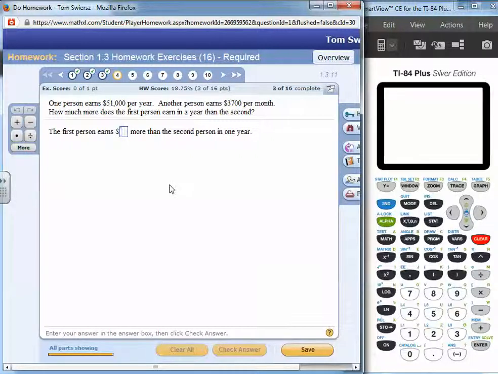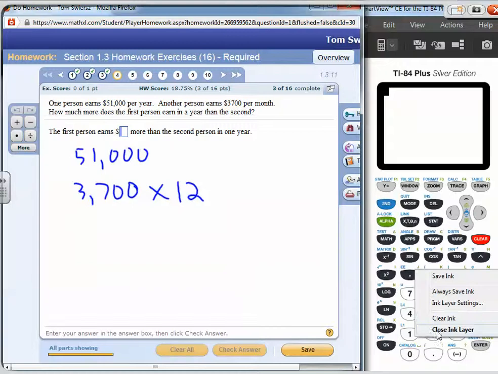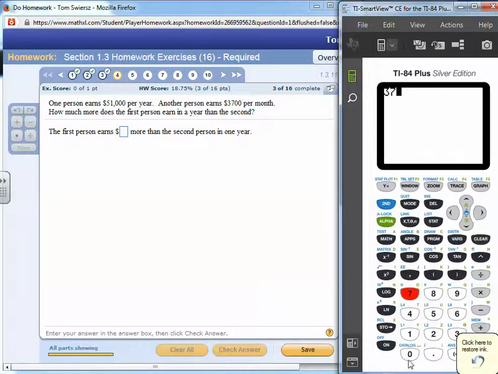One person earns $51,000 per year, another person earns $3,700 per month. How much more does the first person earn? Okay, well, we already have his total: $51,000 for the entire year. This person earns $3,700 per month, and there are 12 months in a year, so we'll multiply by 12. So the second person's annual salary is the salary per month, $3,700, times the number of months in a year. We know that's 12, and we get a total of $44,400.